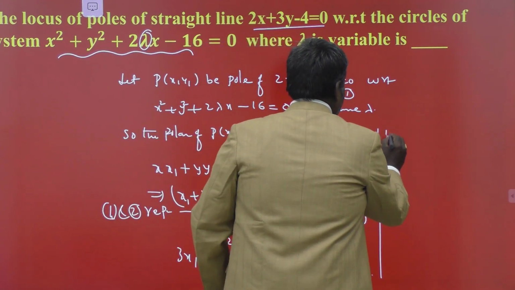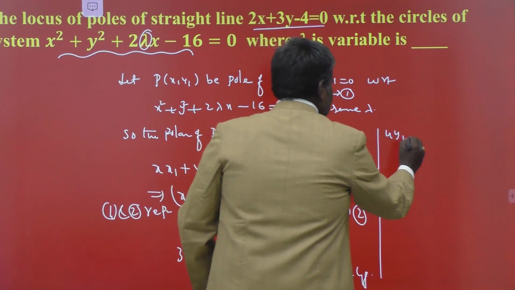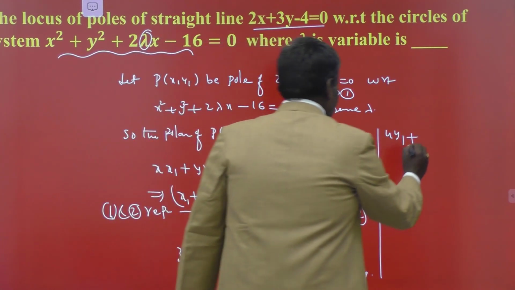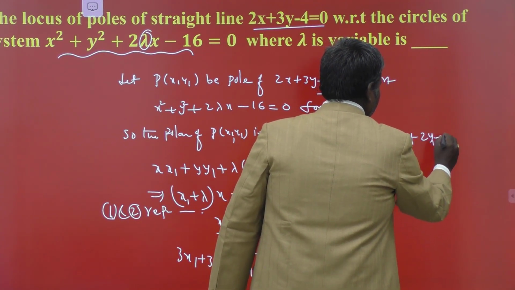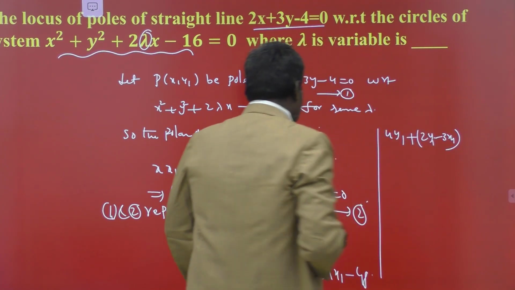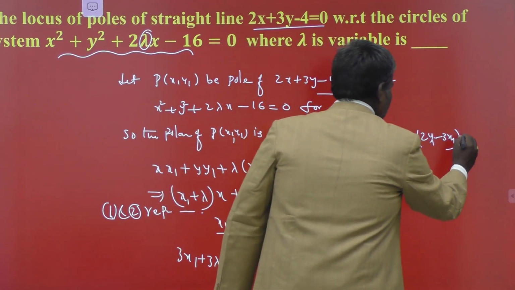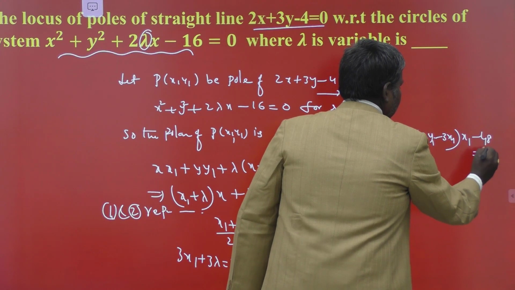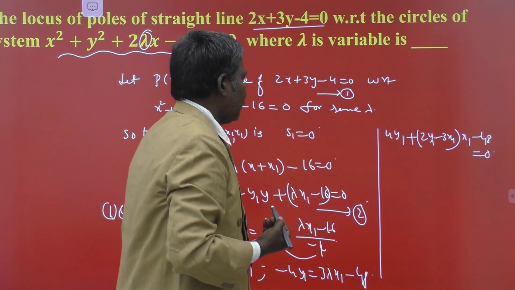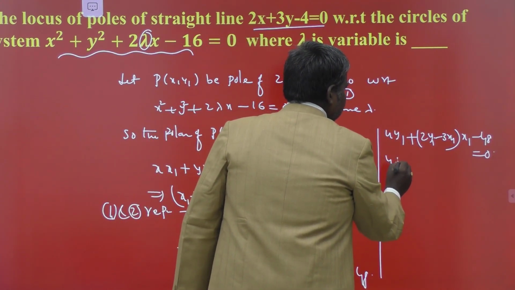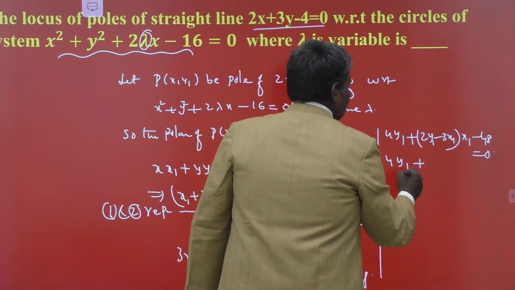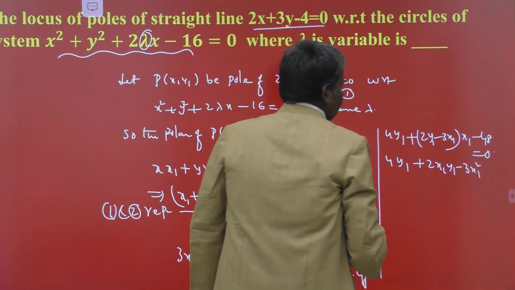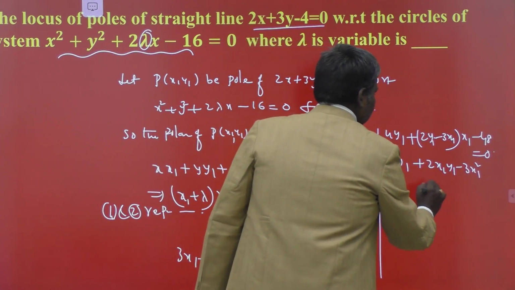So 4y1 plus, what is my 3 lambda value? 2y1 minus 3x1, into x1, minus 48 equal to 0. Okay. So 4y1 plus 2x1 y1 minus 3x1 square minus 48 equal to 0.